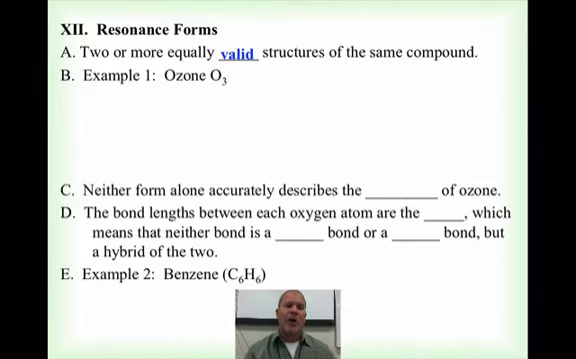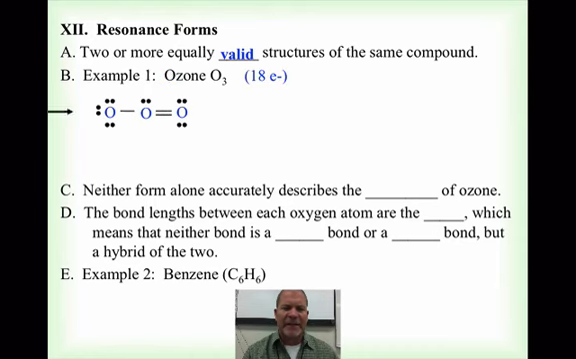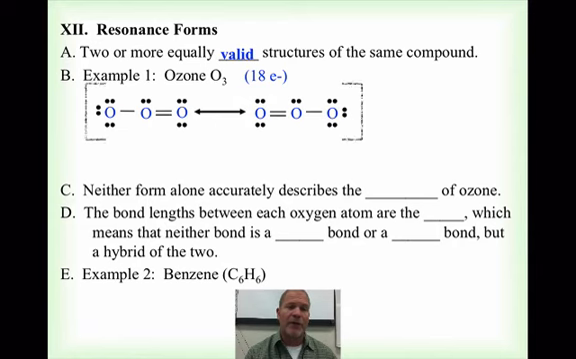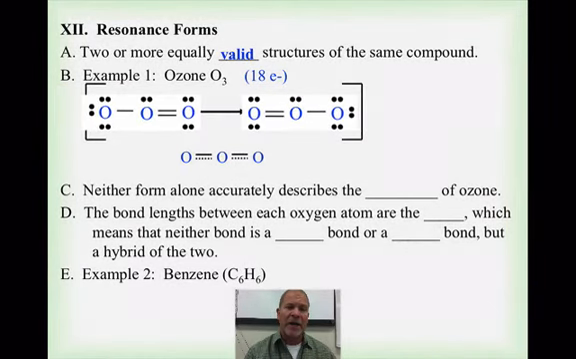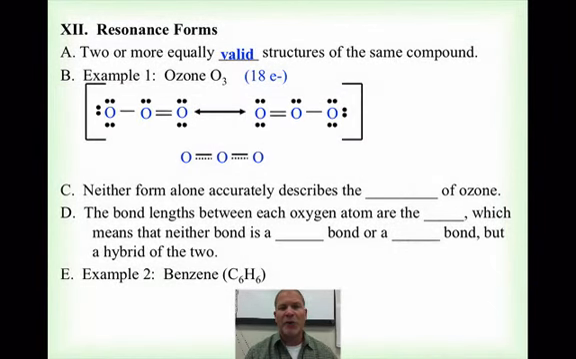Resonant forms. We already talked about this with resonant forms. In resonant forms, we have 2 or more equally valid structures of the same compound. And with resonant forms, you have to draw out both of the 2-dimensional structures. So with ozone, I had a deficit of 2. To make one single into a double, I had 2 single bonds to work with, so I had to show the double bond on both single bonds.